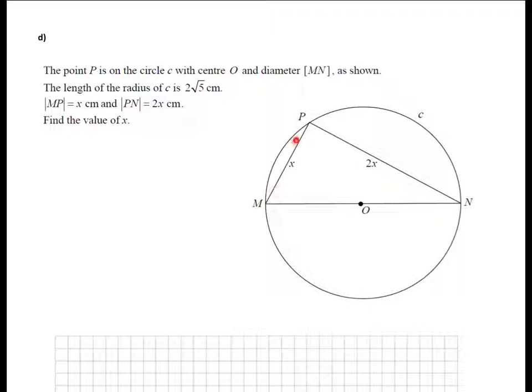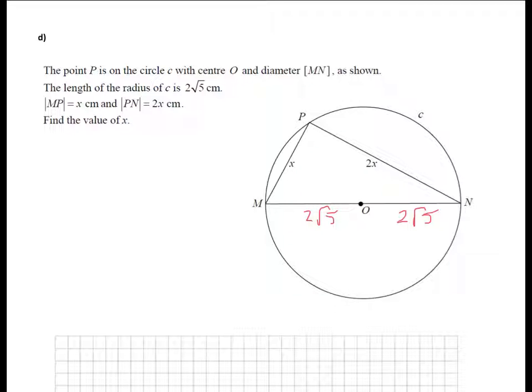These are two other sides that seem to be shorter. Since they're just chords, they're going to have to be shorter than the diameter, since the diameter is the longest length inside a circle. So we have a triangle with two sides, x and 2x, and this diameter side. Now it tells us that the radius of this circle is 2 root 5. So we have 2 root 5 here, and we have 2 root 5 here.